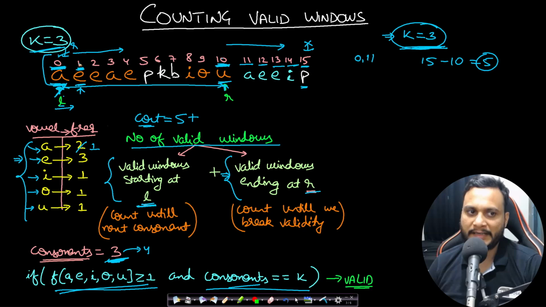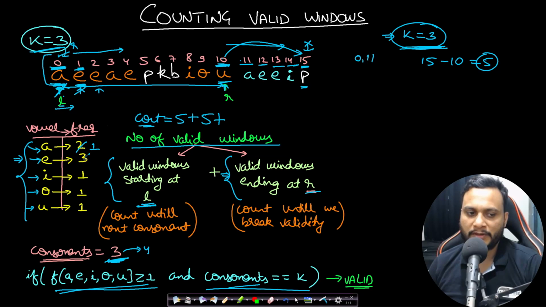1 to 10 is valid, and since I have found 1 to 10 is valid, how many valid windows can I form? It will depend on where the nearest consonant on the right hand side is. It is at 15. So how many windows can you form starting at 1? 1 to 10, 1 to 11, 12, 13, 14. So again 5 windows you can form.